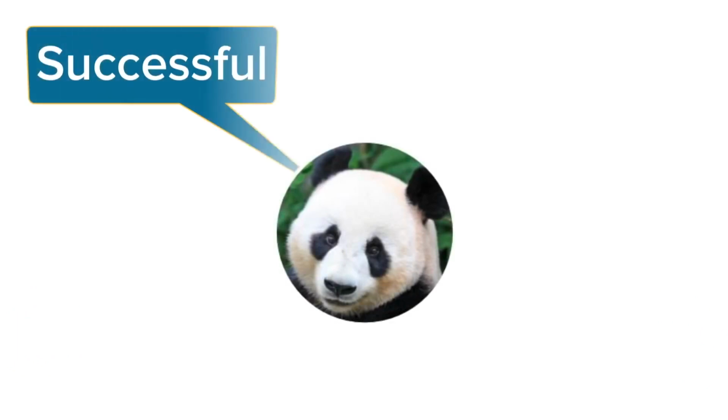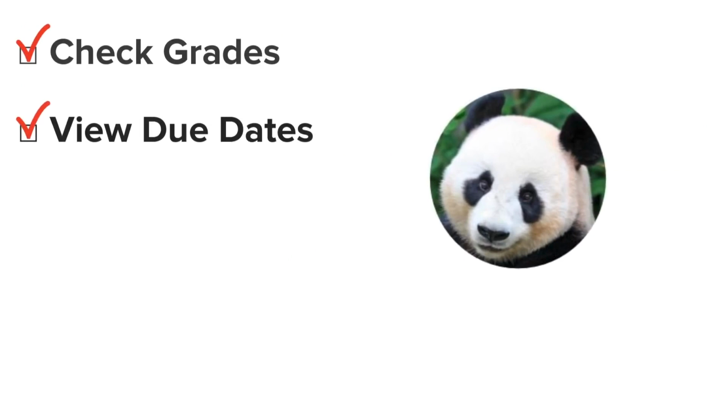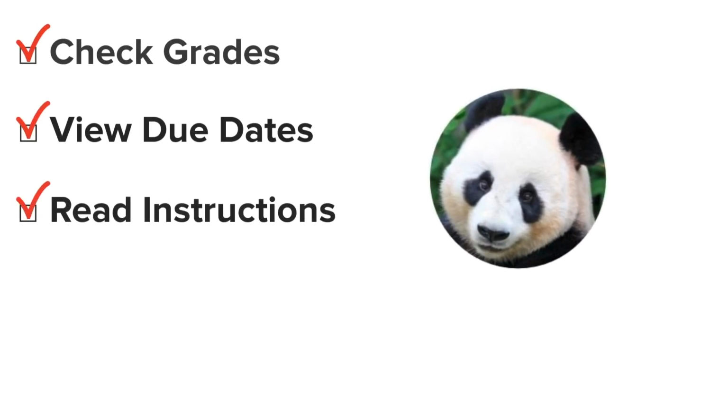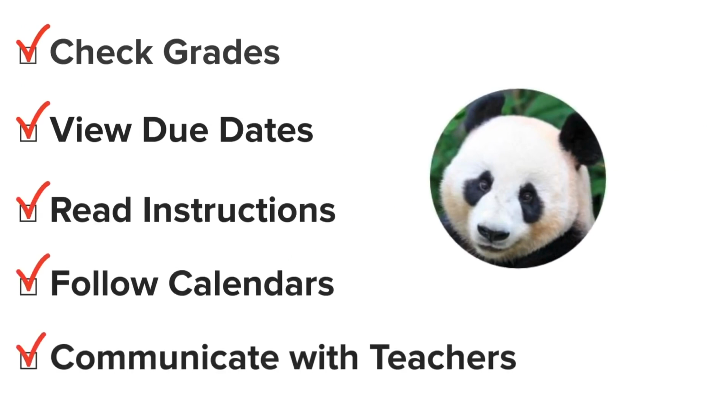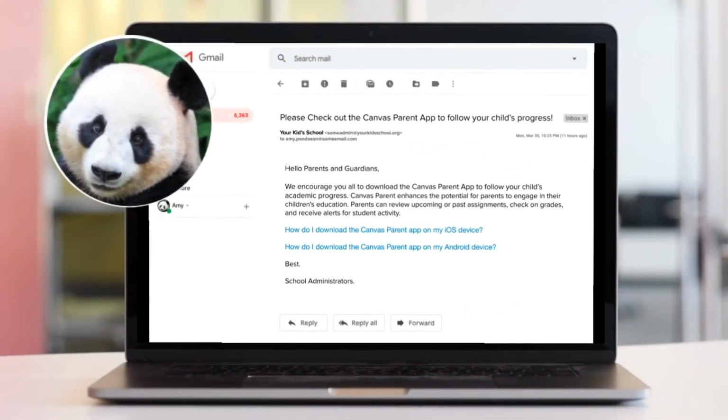Amy wants to be involved in her kids' education, not to do it for them, but to help them be successful and build confidence as learners. Amy wants to check their grades, view assignment due dates and the instructions, follow Amy and Tucker's calendars, and communicate easily with teachers. Amy hears about the Canvas parent app in an email from the school.